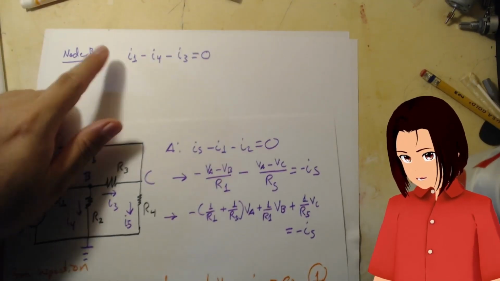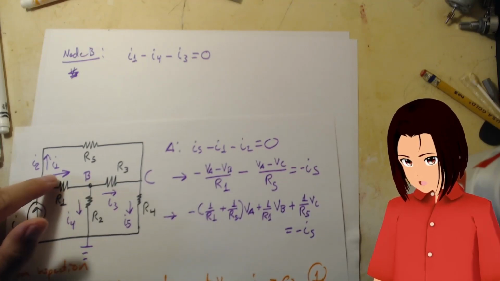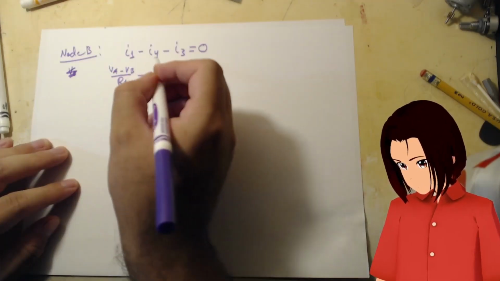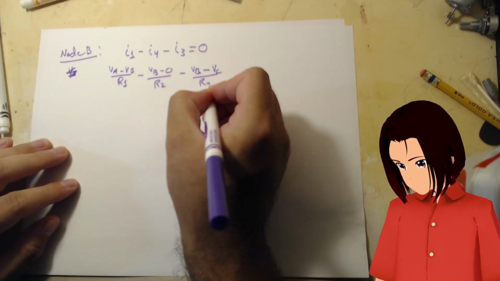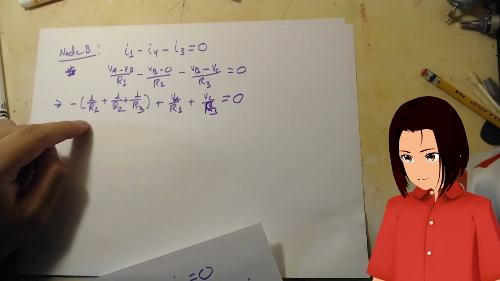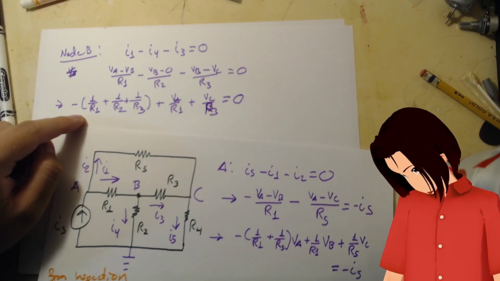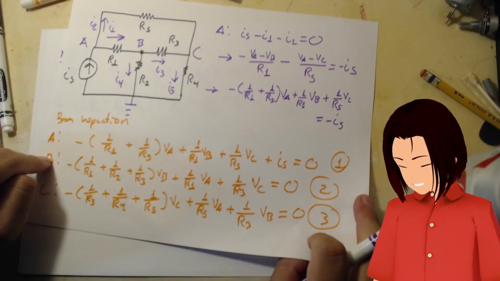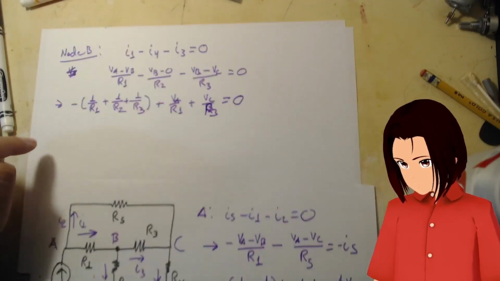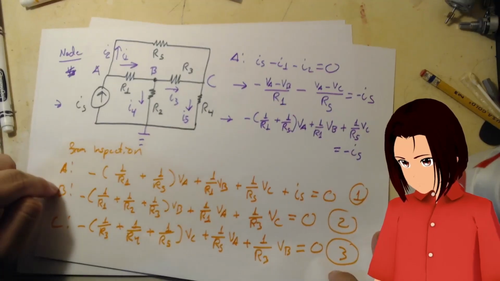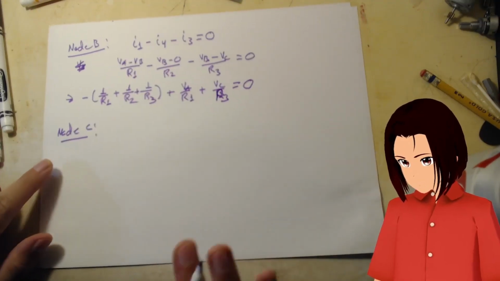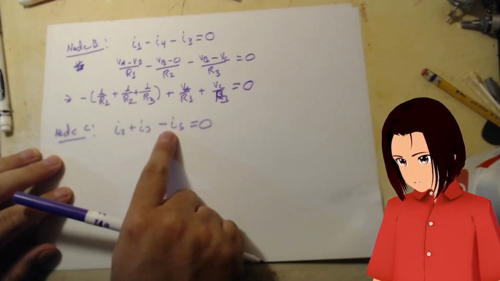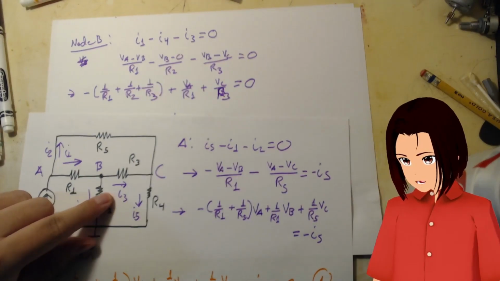So this is node B, and I wrote down the currents, I1 going in, I4 going out, I3 going out. So we have those. So I rearranged the equation, and this guy is the same. It's the same as this. See? The same. For node C, I2 going in, I3 going in, I5 going out.